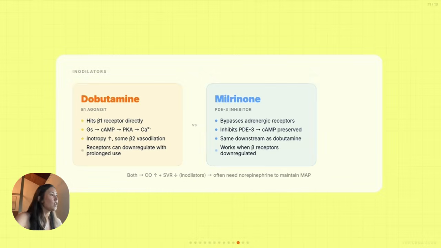Okay, next let's talk about dobutamine and milrinone. Both dobutamine and milrinone increase cardiac output. Both can drop SVR, but through completely different mechanisms. And that difference is important for us to talk about.